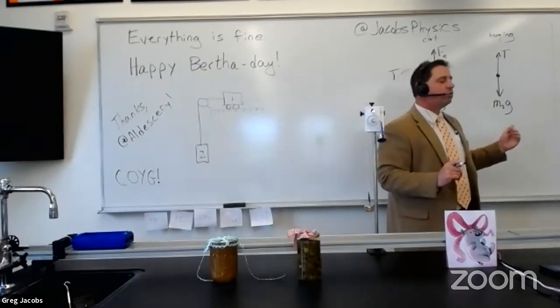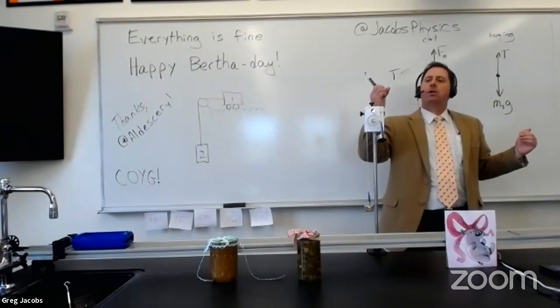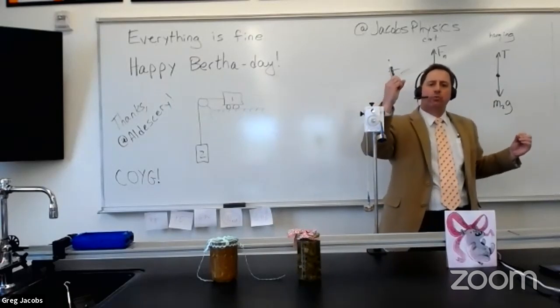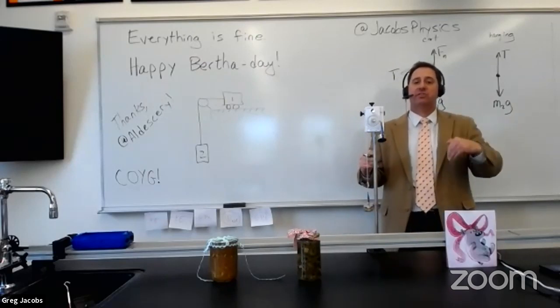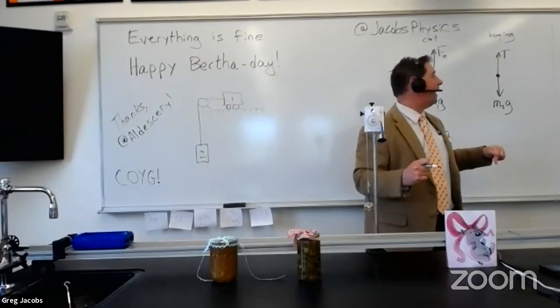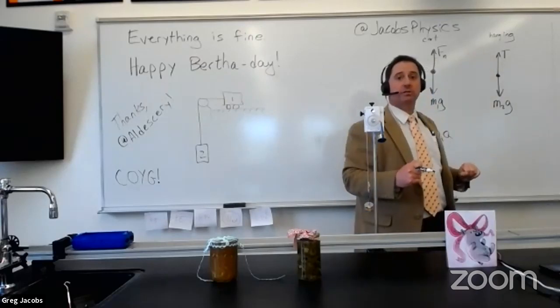Over here, which way was the acceleration? The hanging object was moving down and speeding up. When an object speeds up, its acceleration is in the same direction as its motion, so its acceleration is down. Therefore, I start with down minus up forces.